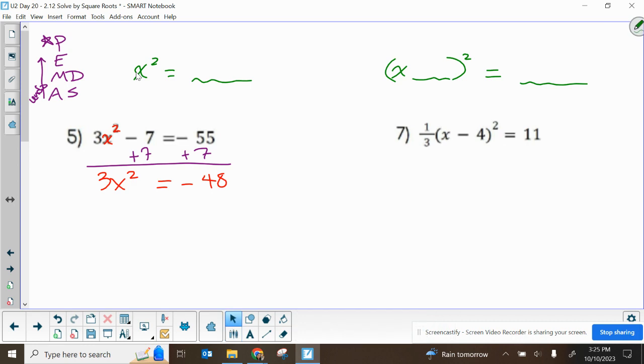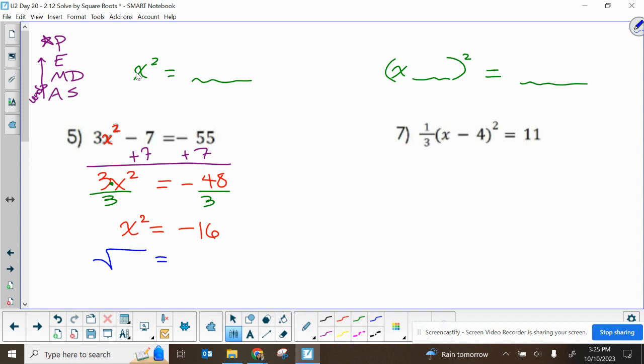And then I need to undo multiplication by dividing by 3. And that gives me x squared equals negative 16. So now I can undo the exponent by taking the square root. And I always need to make sure that when I take a square root, I do a plus or minus on the right side, because when it is a degree 2 equation, I am going to get 2 answers. So the square root of x squared is just x, and then the plus or minus, that's the square root of negative 16.